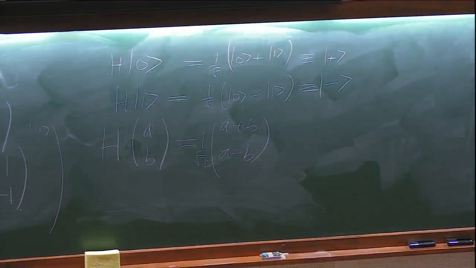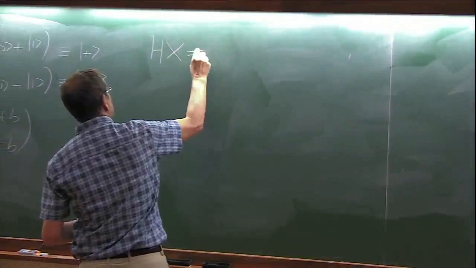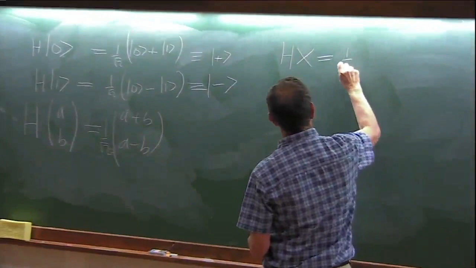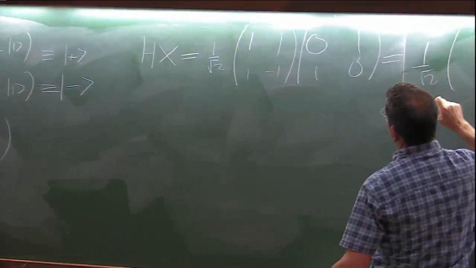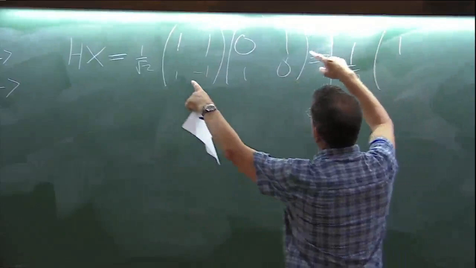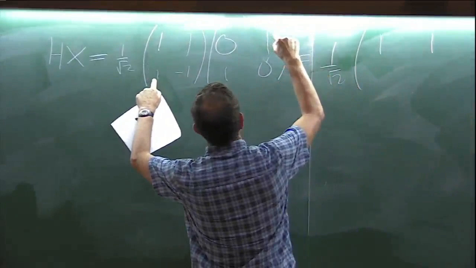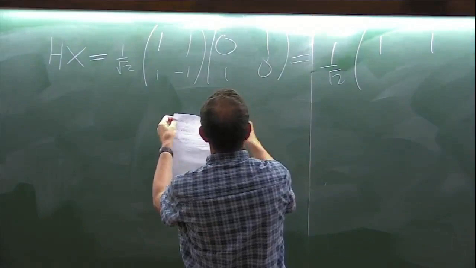So we're going to need these later. That's why we're doing it. What's H times X? We'll see why this is useful in a moment. So H is (1, 1, 1, minus 1), and X is (0, 1, 1, 0). So that's 1 over root 2, and you get (1, 1, 1, minus 1), just doing the matrix multiplication.